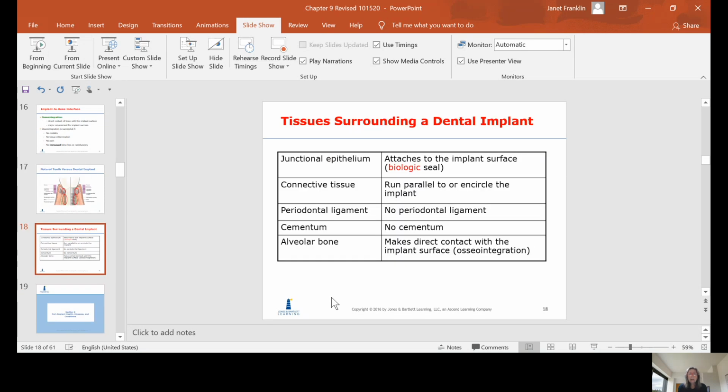So around your implant, you've got your junctional epithelium, which attaches to the implant surface and forms the biologic seal, similar to the way it does on a tooth. You've got your connective tissue fibers. They run parallel to or encircle the implant, but there are none that are running vertically. You have no periodontal ligament. You have no cementum, and your alveolar bone makes direct contact with the implant surface.